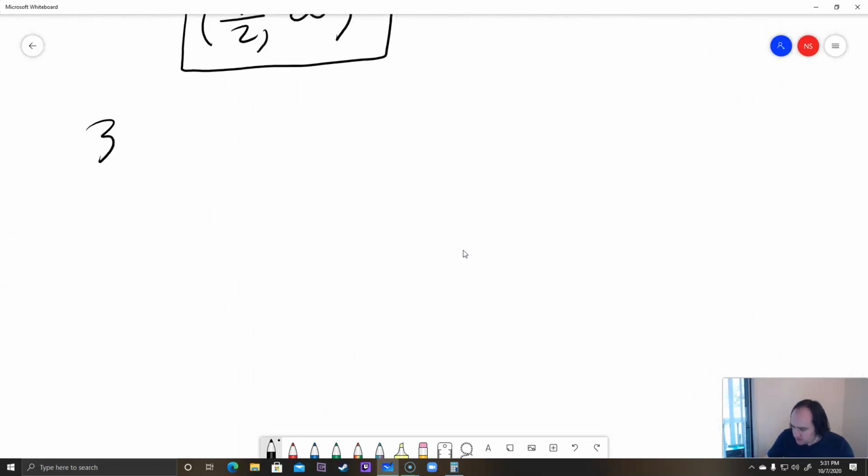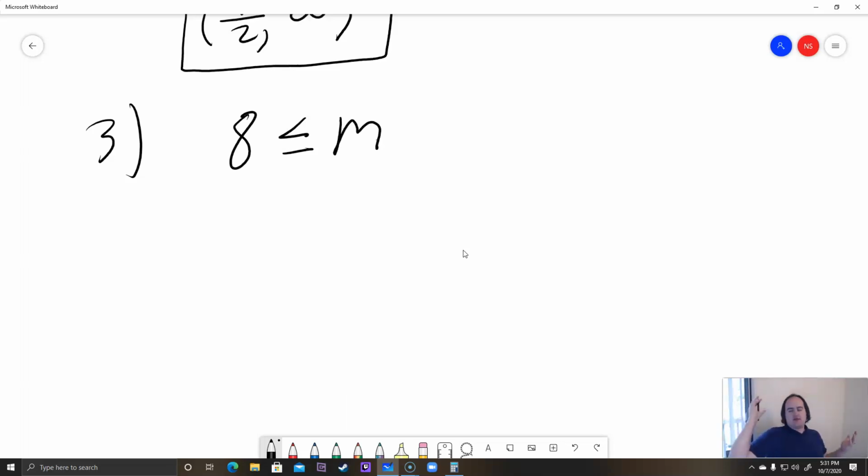Okay, so example number 3. This one is written in a strange way. Example number 3 is 8 is less than or equal to m. Now m is just a variable, so you treat m as if it were x. So you just leave it like that. But the weird part about this problem is the variable is on the right side instead of on the left side. And that's not good. You don't want to have it written that way because it can confuse you a lot. So what you do is you want to write the variable on the left.